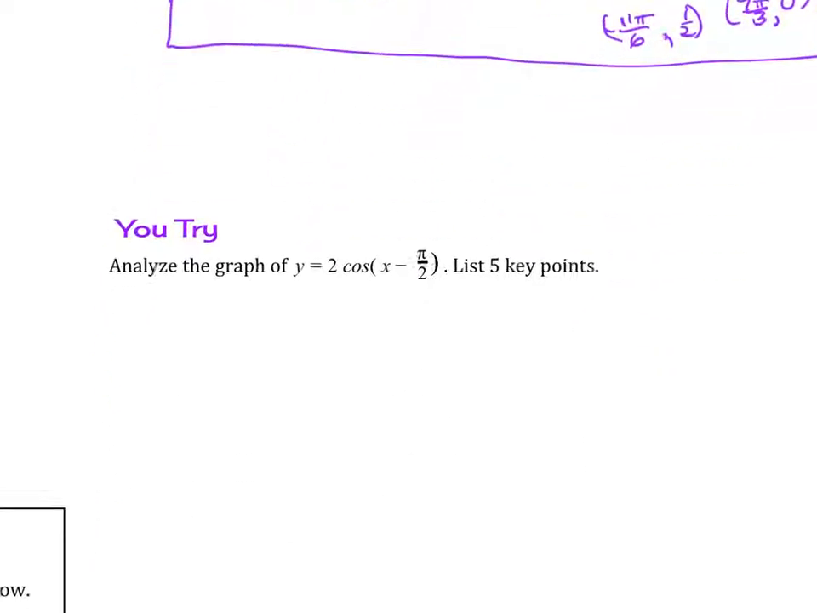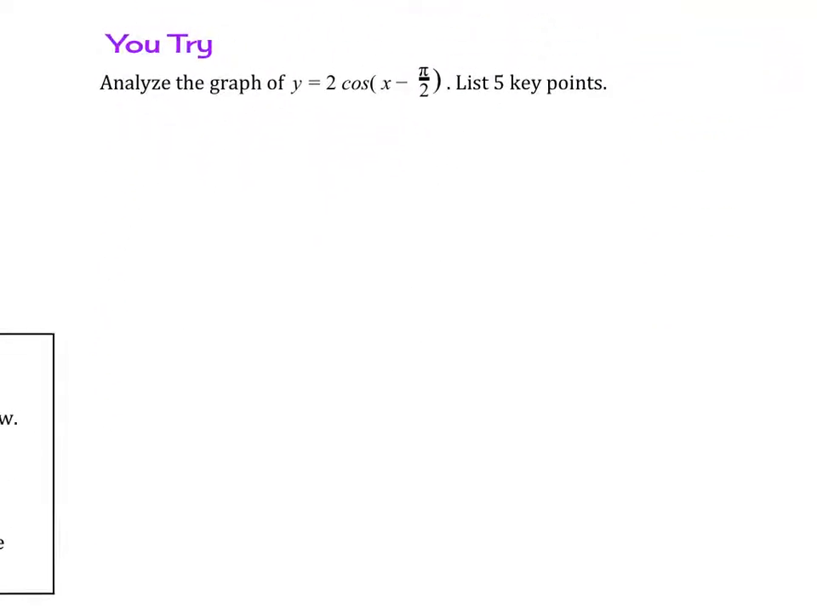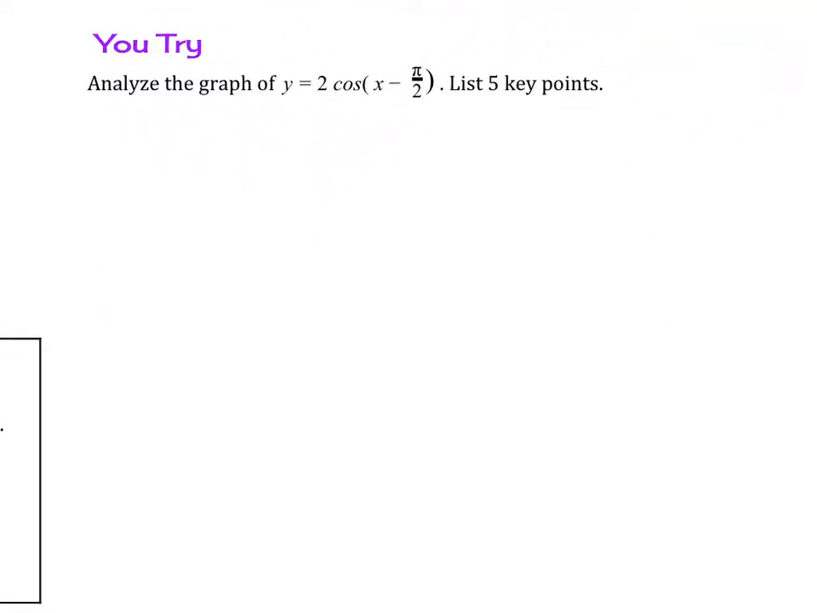So go ahead and try this next example. Analyze a graph of y equals 2 cosine of (x minus pi over 2). So let's see amplitude, period, how is it shifted? And then I do want to see the 5 key points, please.